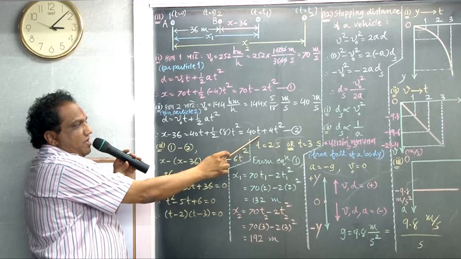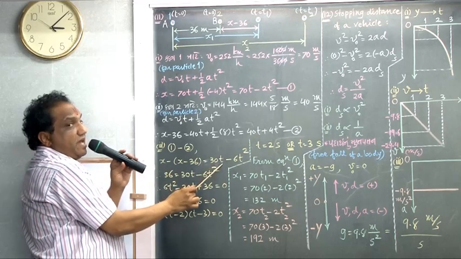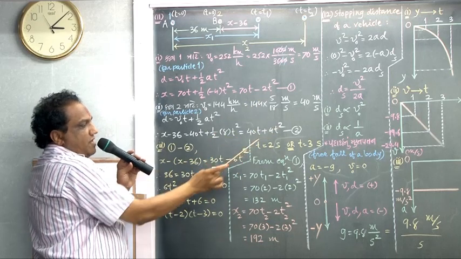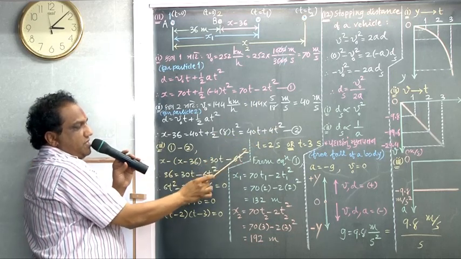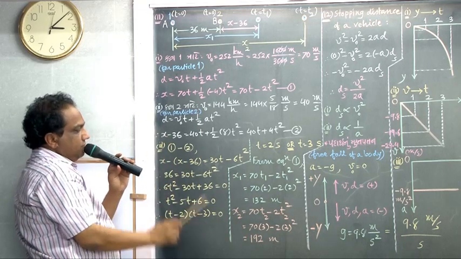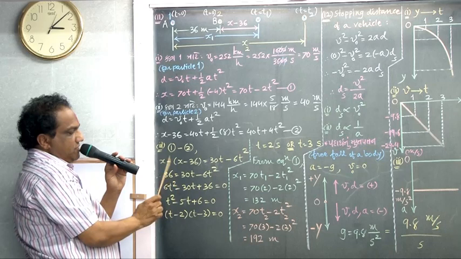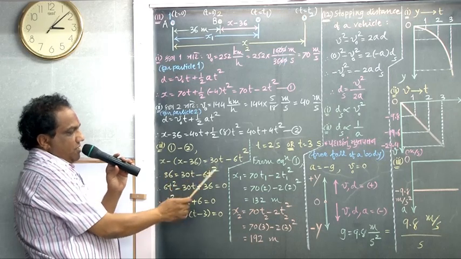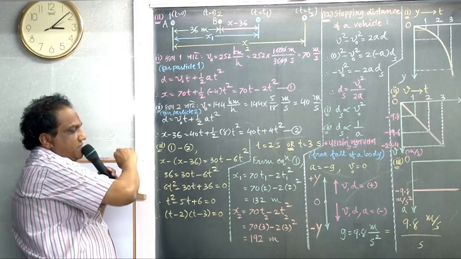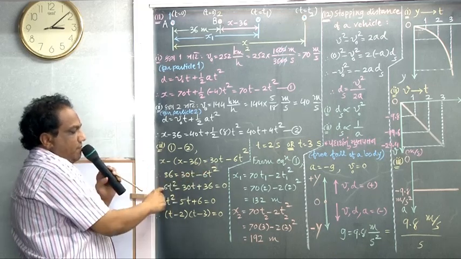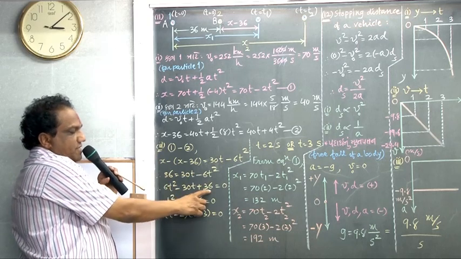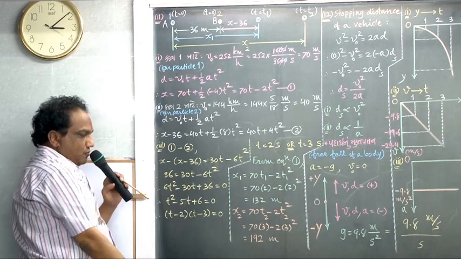70t minus 40t. How many? 30t. Say 30t, minus 2t square, minus 4t square. Altogether minus 6t square. x minus x gets cancelled. Minus minus plus 36. 30 into t minus 6t square. Transfer these two terms to the left side. From minus it will become plus, from plus it will become minus. This 36 as it is, and that equals 0.